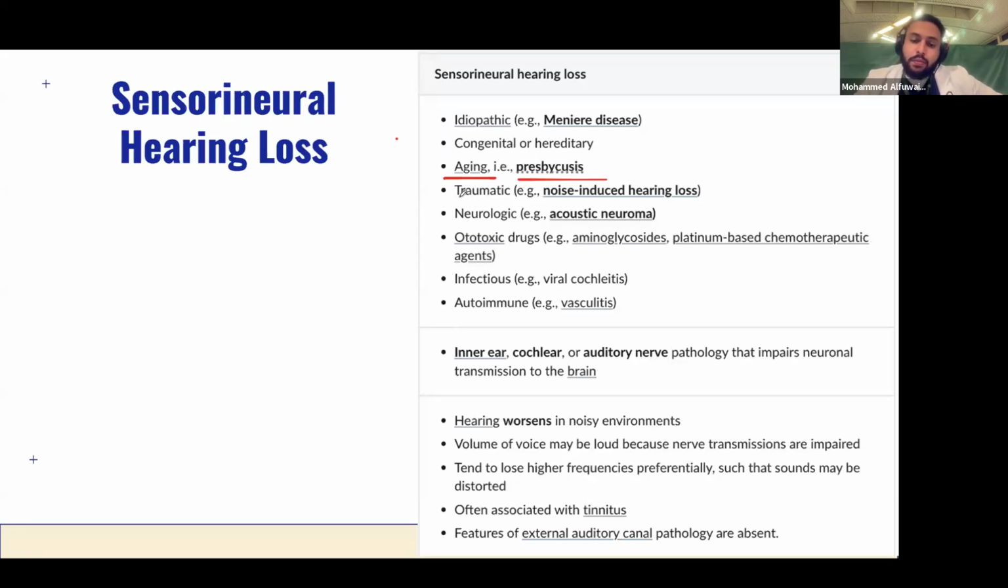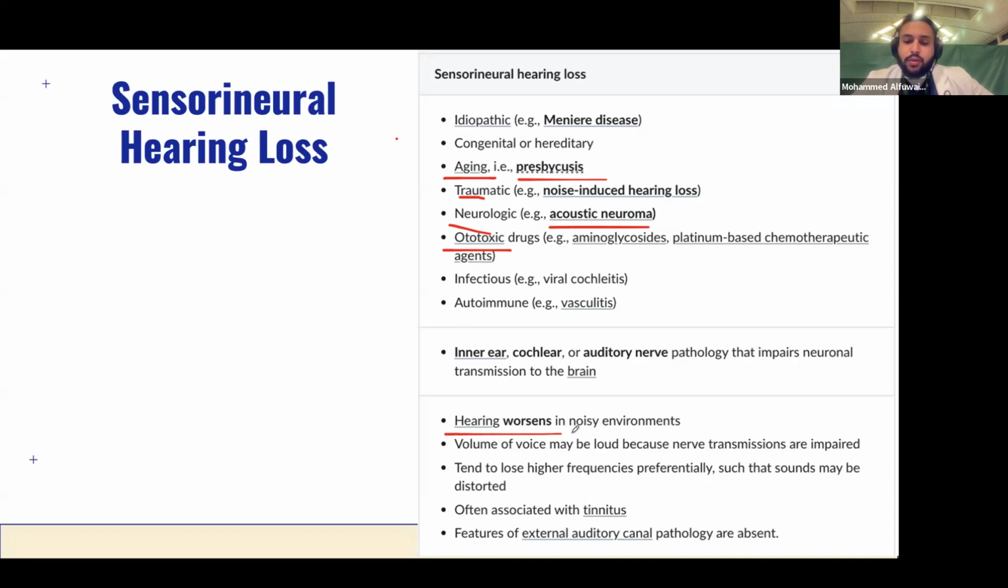Then we have barotrauma, we have neurologic, such as acoustic neuroma, which happens in the internal acoustic meatus, which disrupts the nerve itself. Then we have ototoxicity. Okay, so any drugs that can cause it, infectious, autoimmune, and so on.